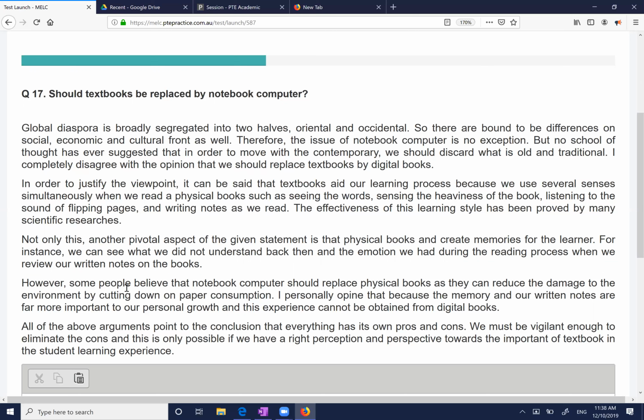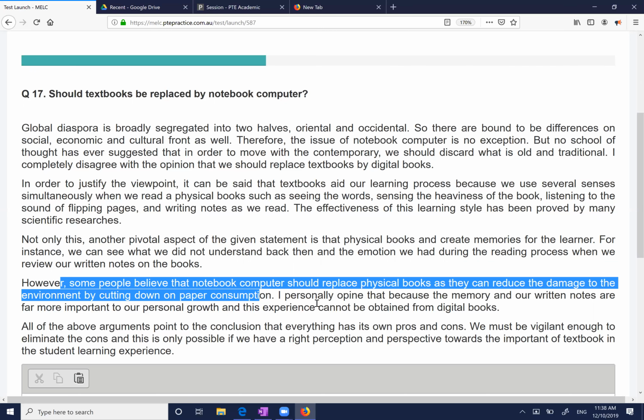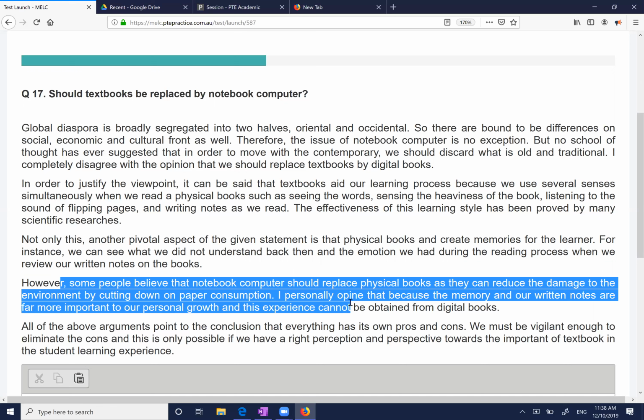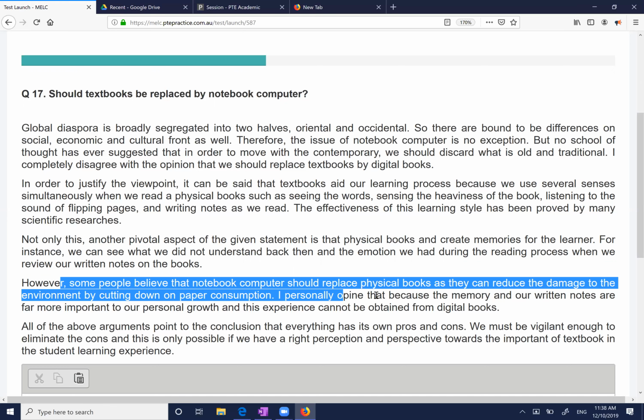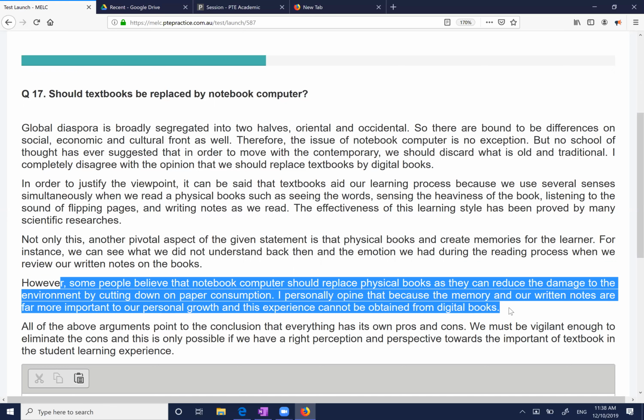However, some people believe that notebook computers should replace physical books as they can reduce the damage to the environment by cutting down on paper consumption. I personally opine that because the memory and our written notes are far more important to our personal growth, and this experience cannot be obtained from digital books. So I refer to that viewpoint and I prove it wrong. That is called rebuttal paragraph.